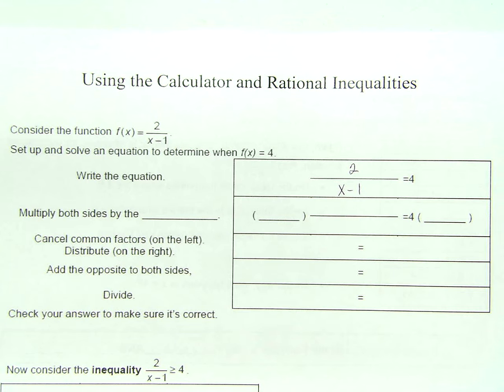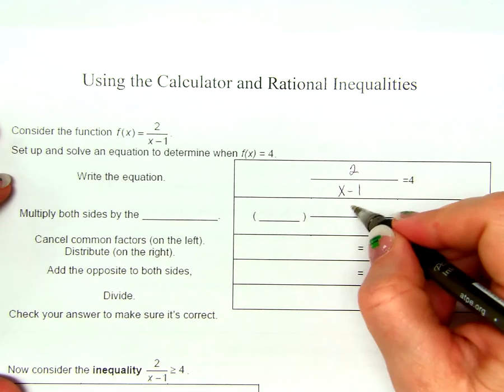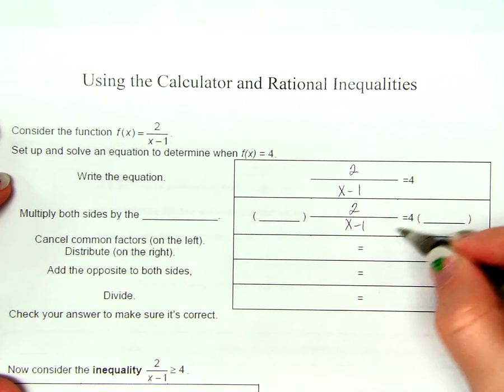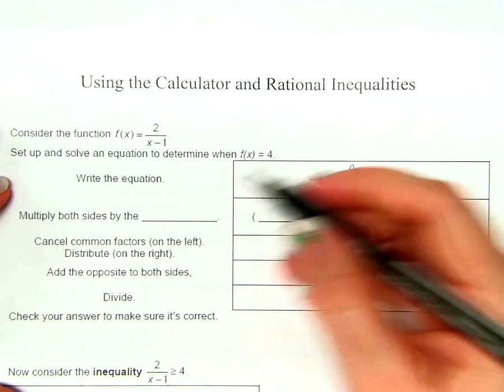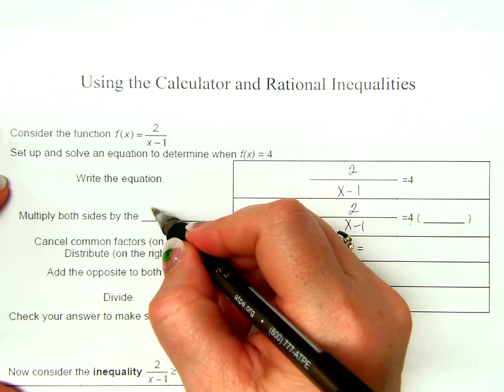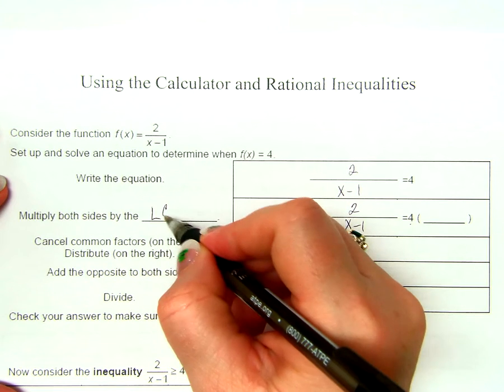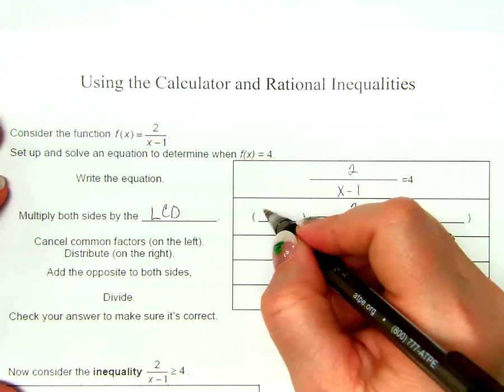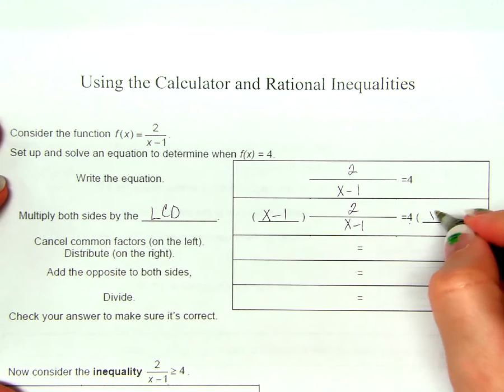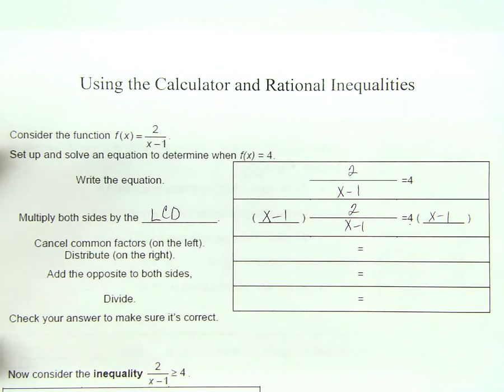Think about yesterday. First we found the restrictions, and then we found the least common denominator. What is the least common denominator in this case? X minus 1. So we're going to multiply both sides. Here's the equation again: 2 over x minus 1 equals 4. We're going to multiply both sides by the least common denominator. Very good. And the least common denominator in this case is x minus 1, just like you said. Okay?